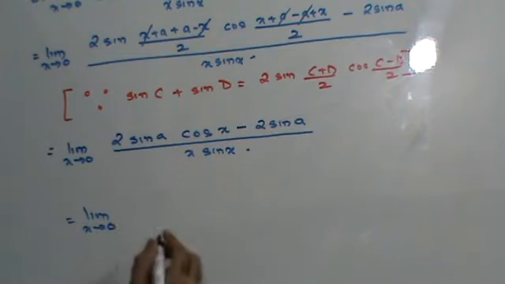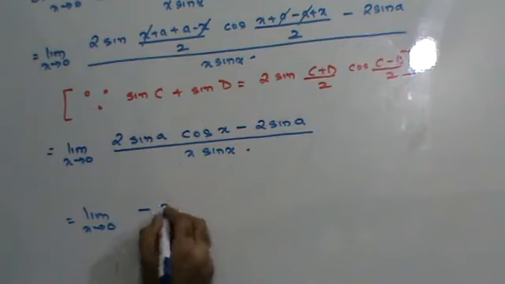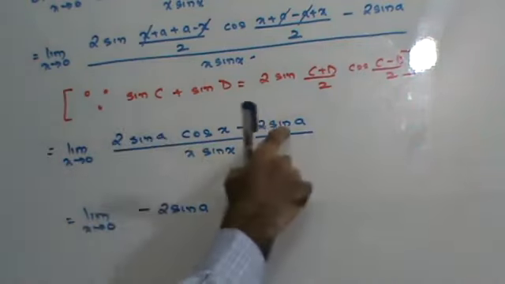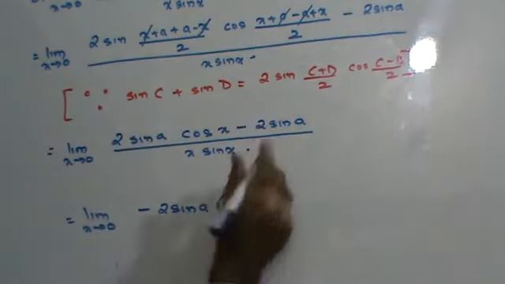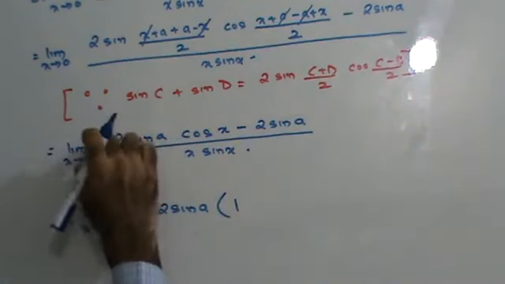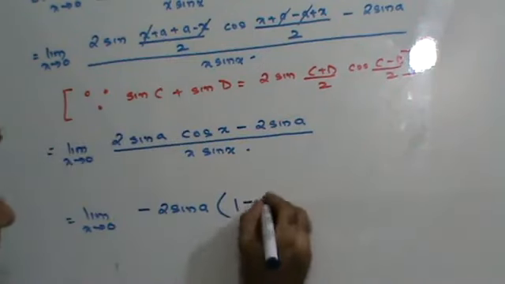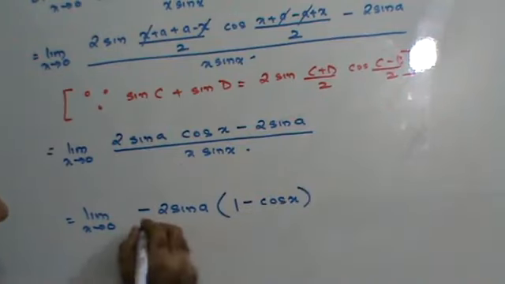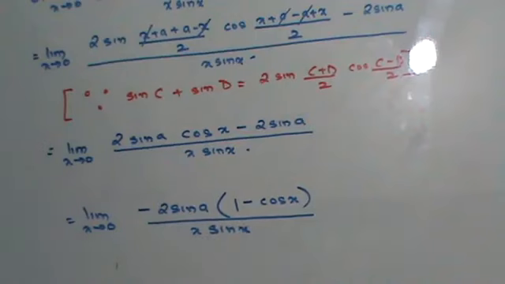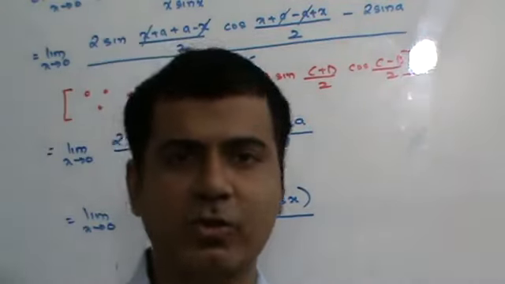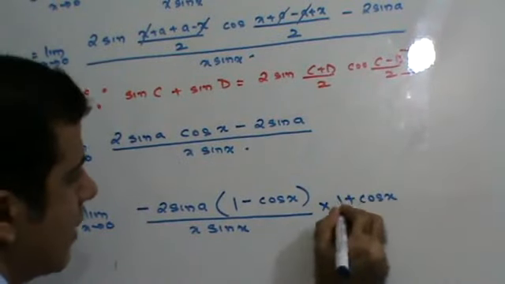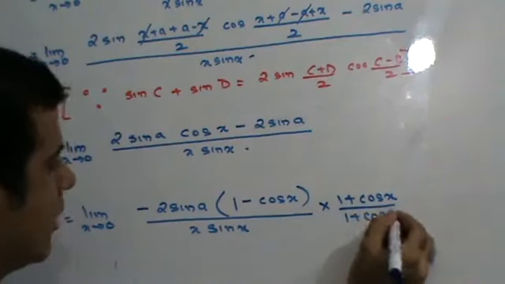This can be written as limit of x tends to 0. Here, this is a very important step. See what I am doing here. I am going to take minus 2 sin a common here. Instead of just taking 2 sin a common, I am taking minus 2 sin a common. As a result, 1 remains from here, and since I have taken minus sign common, the sign will reverse here. This will become minus cos x upon x sin x. Since I have 1 minus cos x, I will rationalize this. So let's rationalize this, people. 1 plus cos x upon 1 plus cos x.